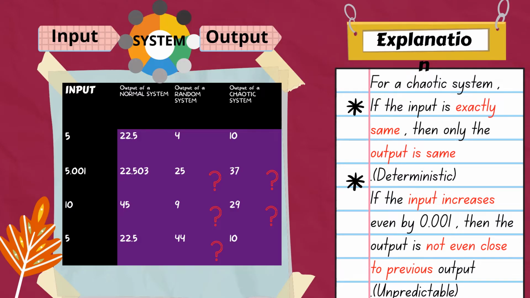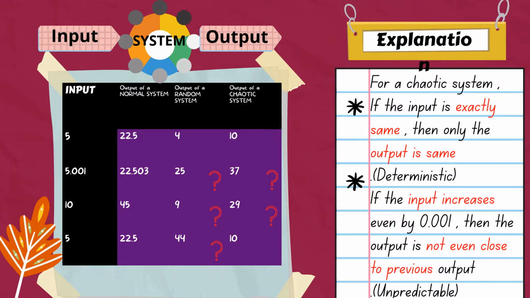Let's have a system in which we are putting the input and getting the output. Let's say the input is 5. For a normal system, the output we are getting is 22.5. If the input is changed by just 0.001, then the output is slightly changed and we get 22.503, which is very close to 22.5, just like the input is close to the previous input. If the input is doubled, the output is also doubled. If the input is exactly the same, the output is also exactly the same. That's a very predictable, very simple system.